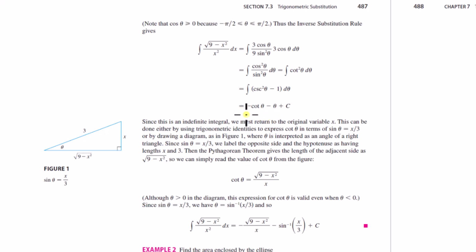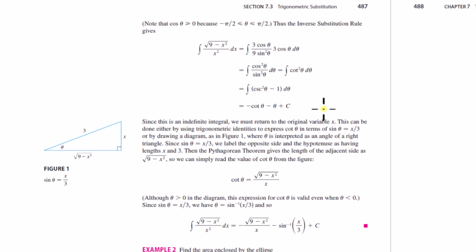Now, we're not done because we have to get the integral as a function of x, the original variable. And so it says this can be done either by using trigonometric identities to express cotangent theta in terms of sine theta, which is equal to x divided by 3. So yeah, every time we use a trig substitution, when we're trying to get back to x, the original variable, it's not as simple as a regular u substitution, because of the way the new variable is expressed as a function of the original variable.